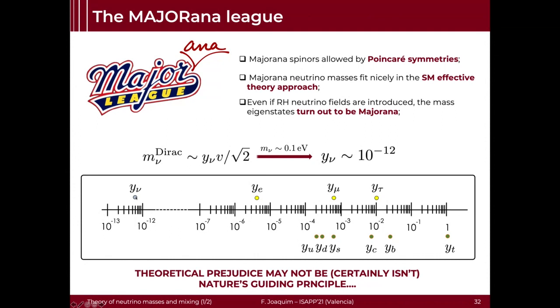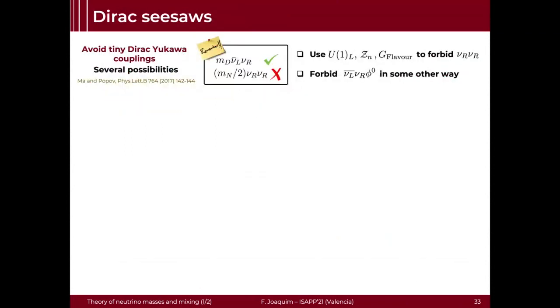Also, it would mean that the Yukawa couplings of neutrinos are much, much smaller than the ones of their SU(2) partners in the doublets. But in any case, this theoretical prejudice may not be, and certainly isn't, nature's guiding principle. So that's why people have also been constructing models where you can have naturally suppressed Dirac neutrino masses. And this is the case, for instance, for the Dirac seesaw.